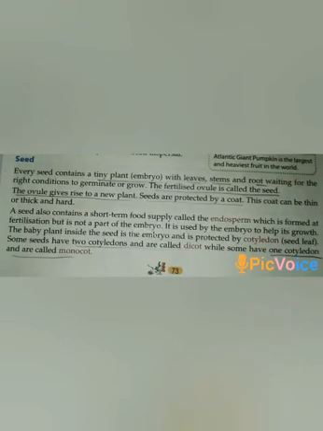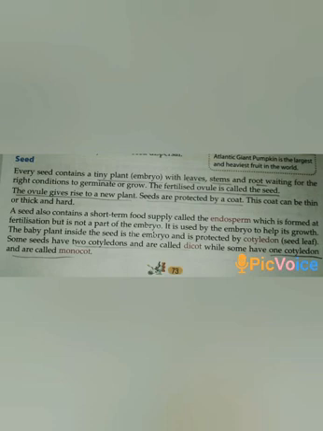Then seed. Every seed contains a tiny plant known as embryo with leaves, stems and root waiting for the right condition to germinate or grow. The fertilized ovule is called the seed. The ovule gives rise to a new plant. Seeds are protected by a coat. This coat can be thin or thick and hard.